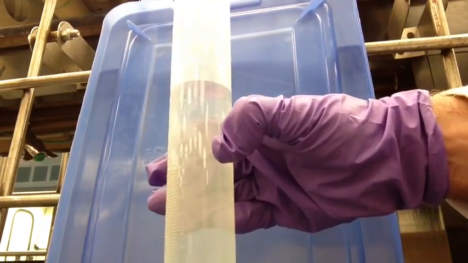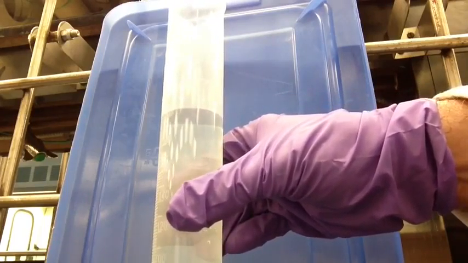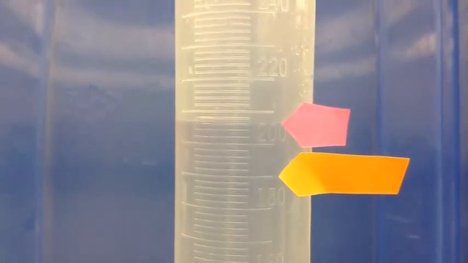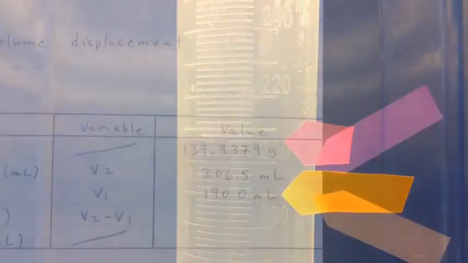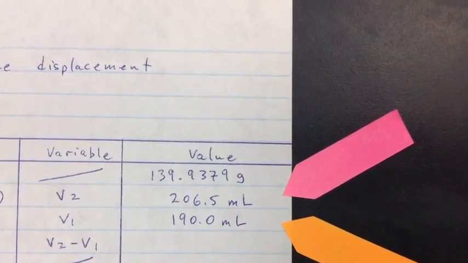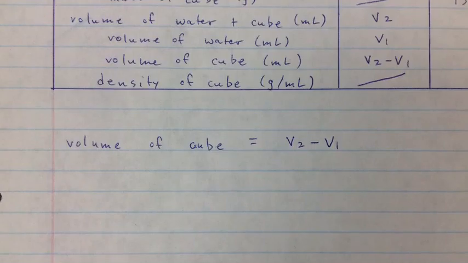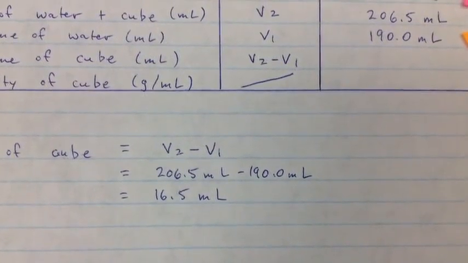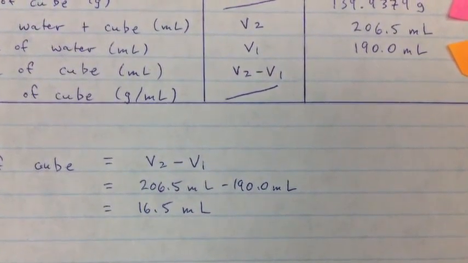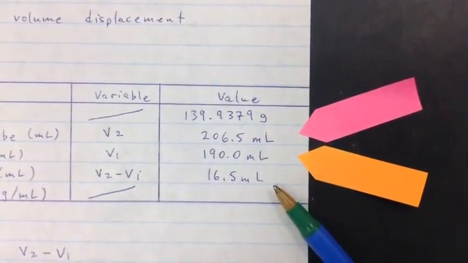And now you can record the final volume of the water to the correct number of significant digits. So now you place this number on your lab data table. You calculate the volume of the cube by difference between those two water volume measurements. Plug in your numbers to the correct number of significant digits, and place that number in your lab data table.